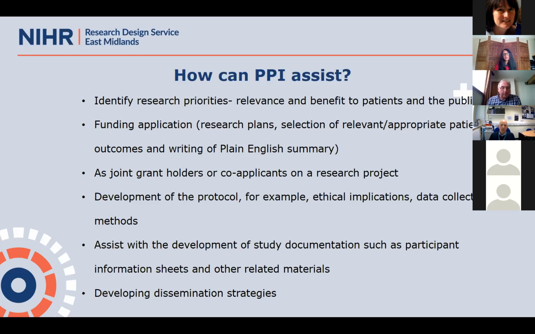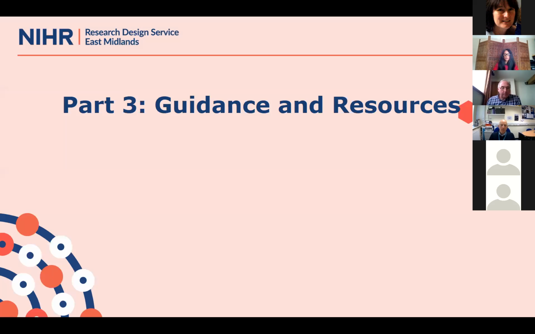And post-award, they can be involved in the development of a protocol, again, ethical implications, data collection methods. They could be involved in your recruitment strategies. They could actually take part in the data analysis as well. So it depends on your project. There's a lot of opportunities for PPI to be involved. They could also assist with the study documentation, such as participant information sheets and other related materials, and developing dissemination strategies as well.